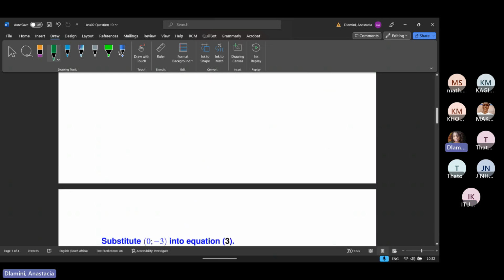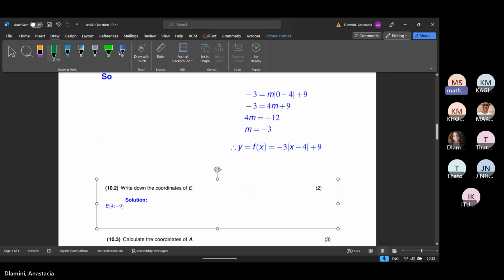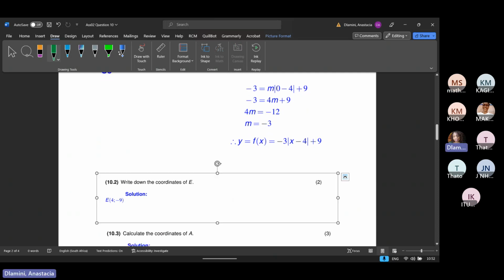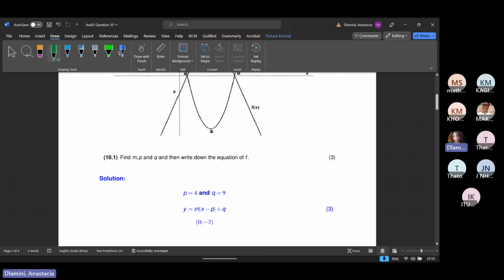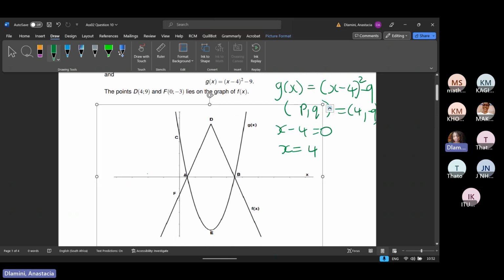Where's my E? I hope I wrote the right answer. There we go. So the next question says, calculate the coordinates of A. What is A? We go to the graph. Remember, you can't calculate something that you do not know. So you go to the graph. What is A?